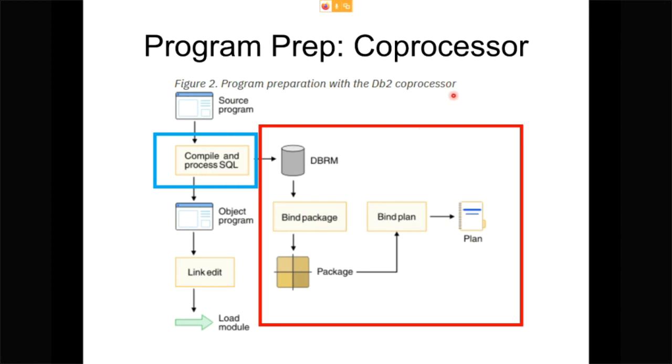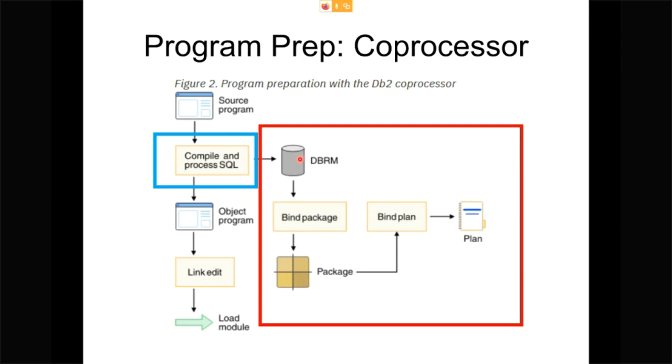With the coprocessor, the program prep steps are a little bit different. They're simpler. You start with a COBOL source program with embedded SQL, and then you compile that with the option that says that there's SQL in it. The output of the compiler is twofold. The first thing is the object deck, which you could then link edit and have a load module. The other output is a DBRM, which is the same thing that the precompiler generates.